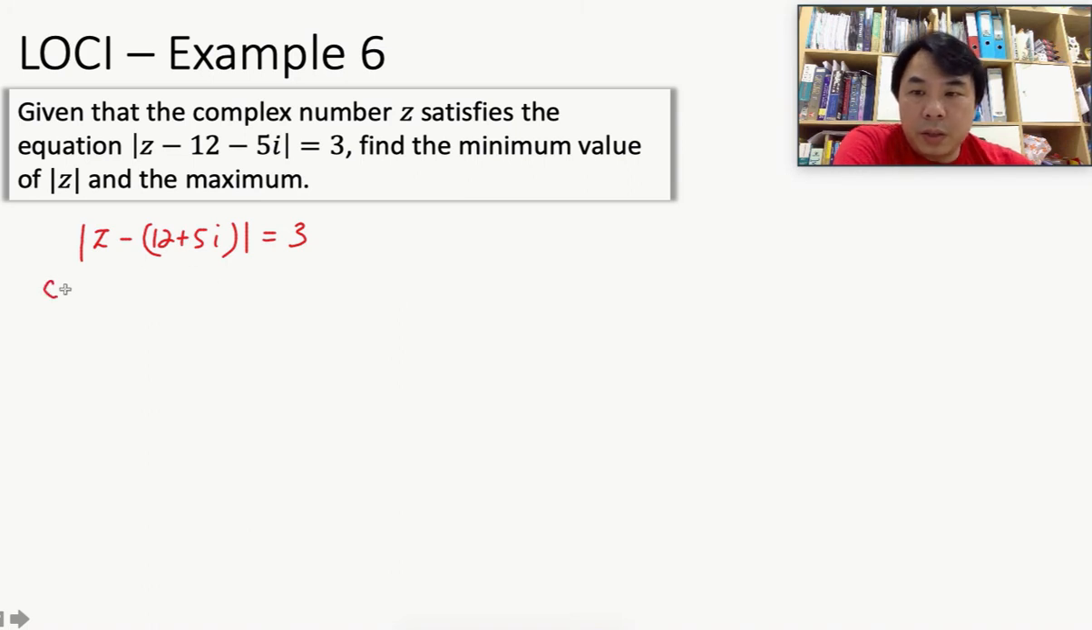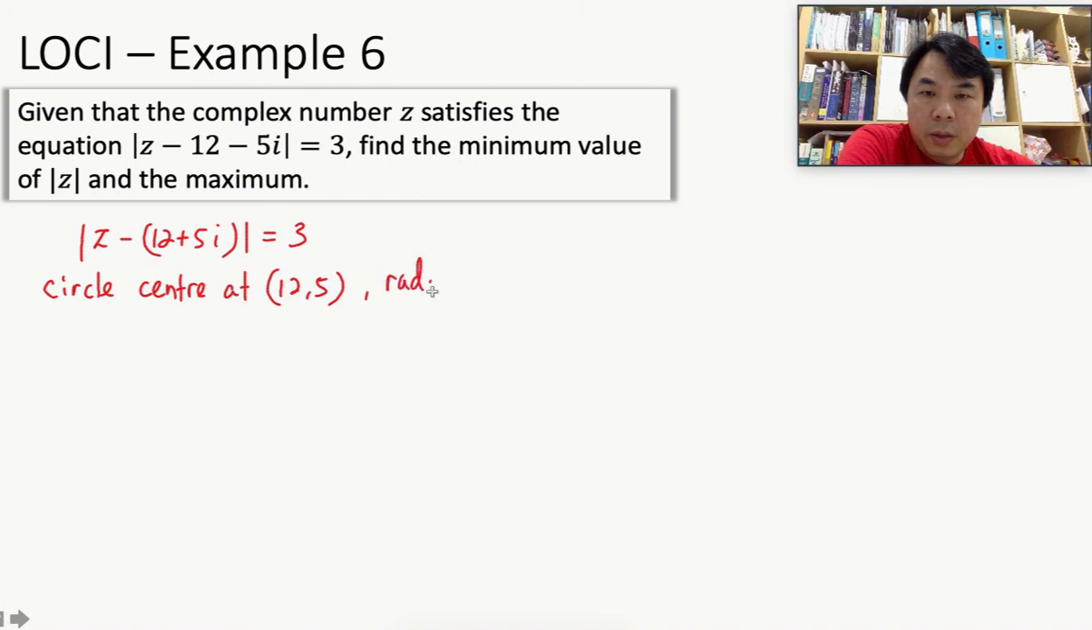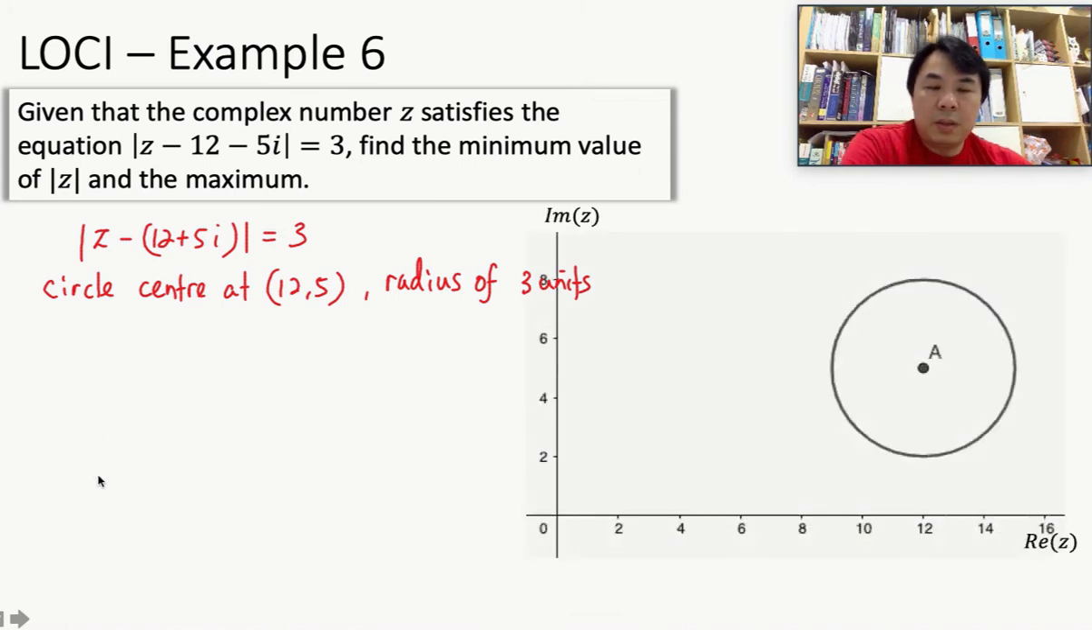Okay, and then we know that this is a circle, center at 12, 5, radius of 3 units. Now once you're done, it's best to sketch it out. Let me see whether I have the sketch. Yeah, right. So this is how the circle looks like, center at 12, 5 there.